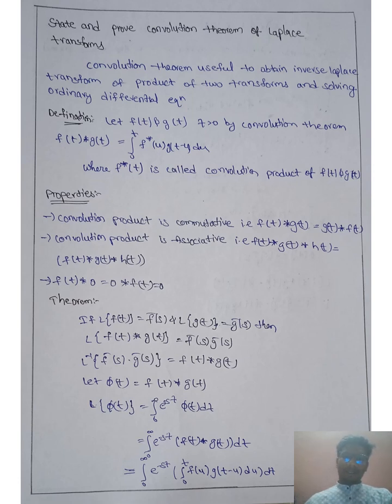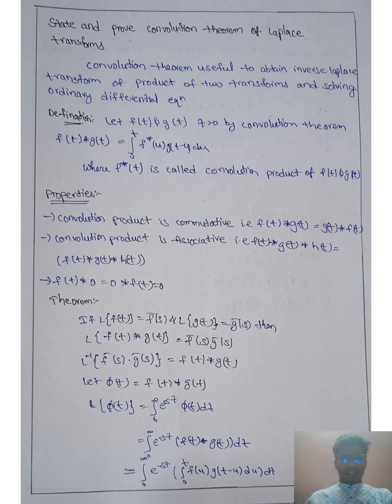The properties of the convolution theorem of the Laplace transform. The convolution product is commutative, therefore f of t star g of t equals g of t star f of t. The convolution product is associative, therefore f of t star g of t star h of t equals f of t star, in brackets, g of t star h of t. Also f of t star 0 equals 0 star f of t equals 0.